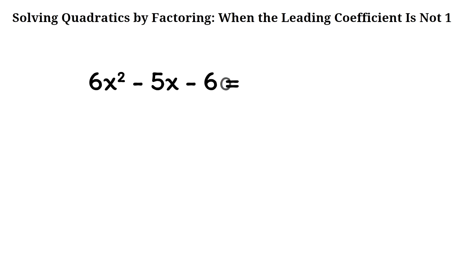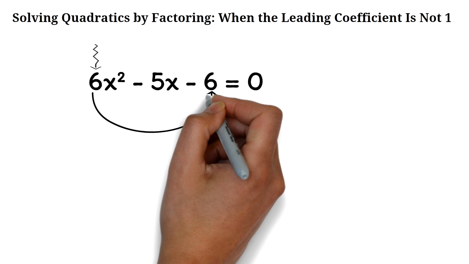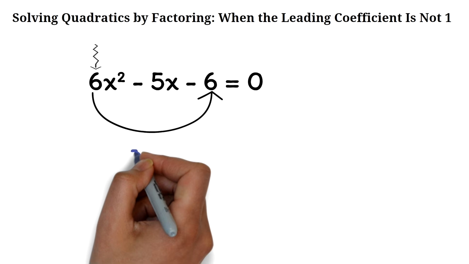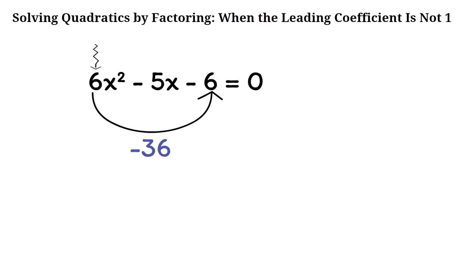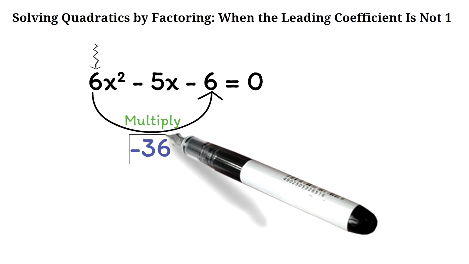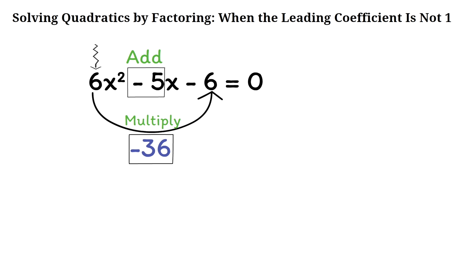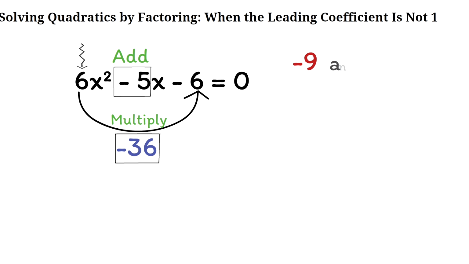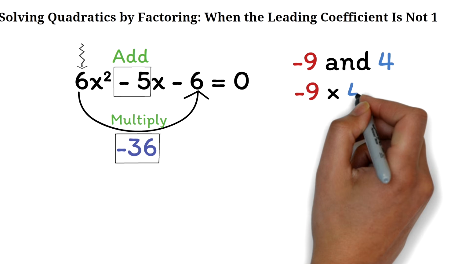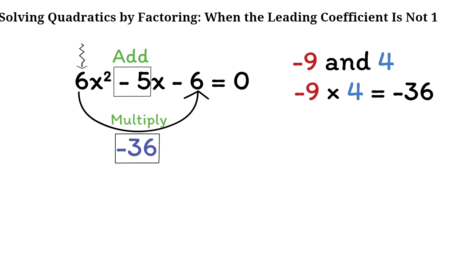Let's try another example. Solve 6x squared minus 5x minus 6 equals 0. Since the coefficient of the x squared is not 1, our first step will be to multiply the coefficient, 6, by the constant, negative 6. That gives us negative 36. Next, we need to find two numbers that multiply to negative 36 and add up to negative 5. The two numbers are negative 9 and positive 4. Negative 9 times 4 is negative 36, and negative 9 plus 4 is negative 5.